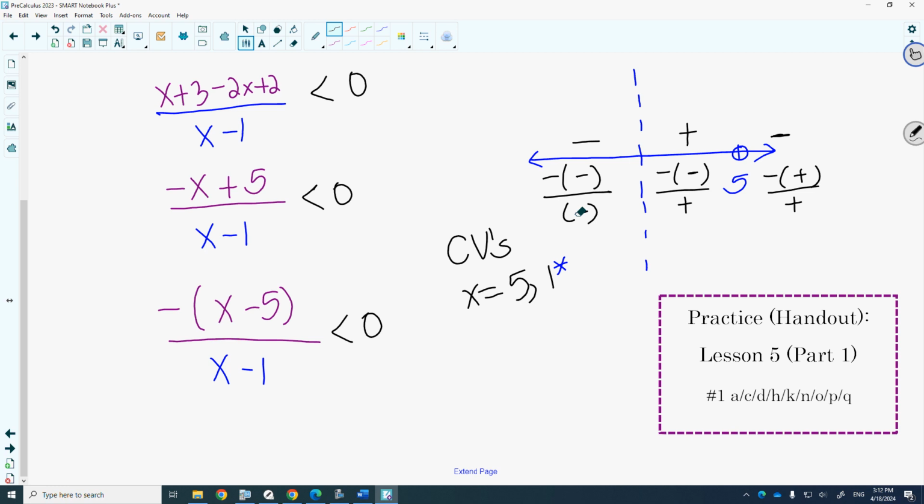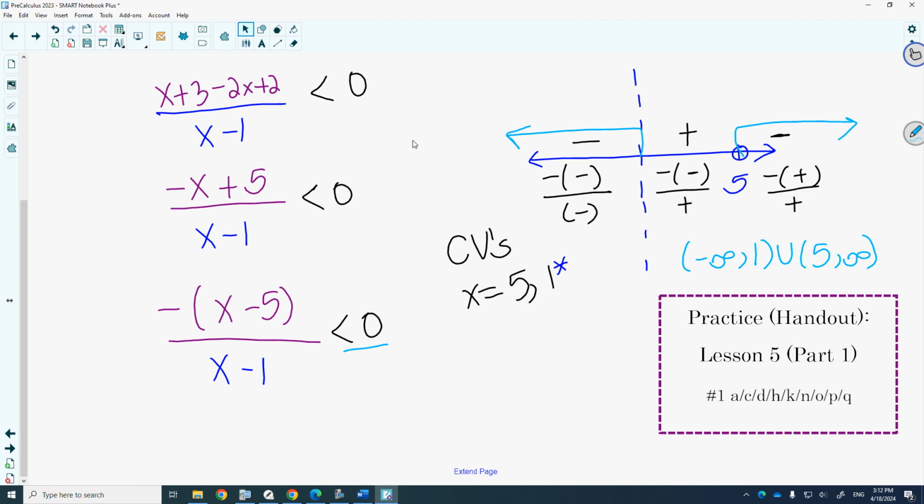They're looking for where the solution is less than 0. Here and here. In interval notation, that would be negative infinity to 1 round bracket union 5 to infinity. And that would be my solution.